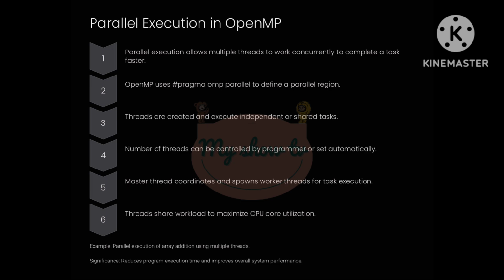The number of threads can be controlled. For example, you can specify how many threads you want, or let OpenMP choose automatically based on the system's capabilities. During execution, each thread may work on a different part of the data, such as different rows of a matrix or different chunks of an array. This makes the code run faster and utilize multi-core CPUs better, which is why parallel execution is crucial in high-performance computing. A simple example would be adding elements of two arrays in parallel instead of sequentially.